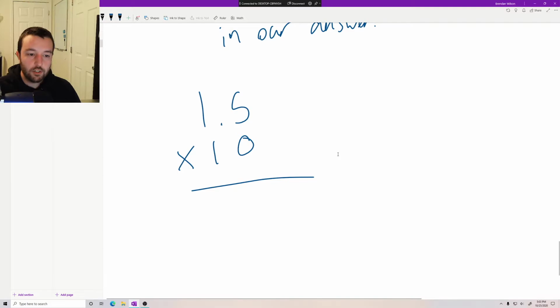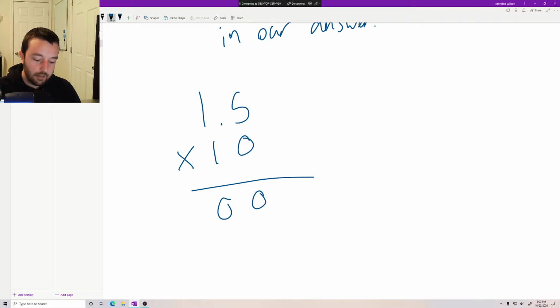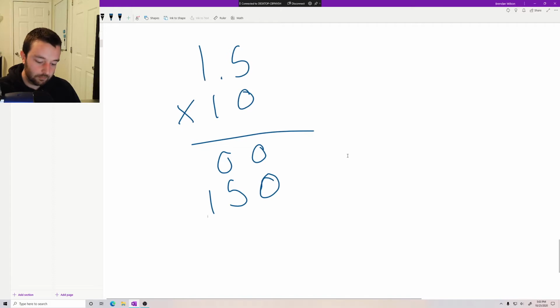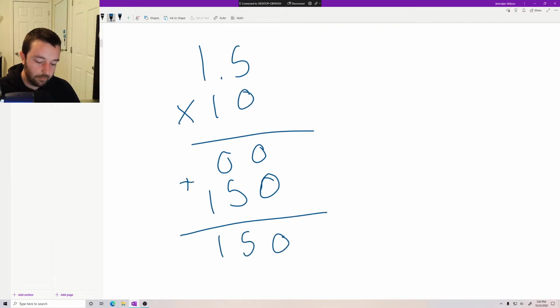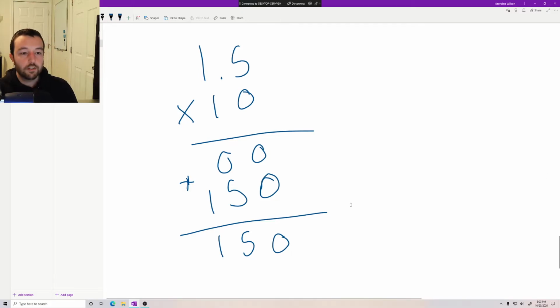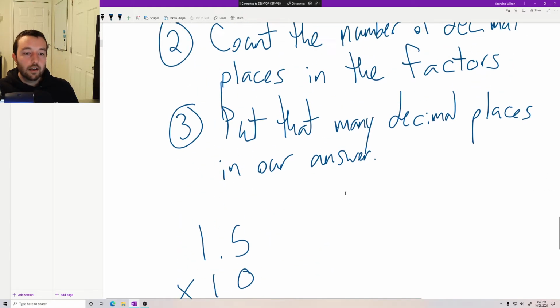So if I was just ignoring the decimal, this would be like doing 15 times 10. So we would do 0 times 5 is 0, 0 times 1 is 0. Now, when we go down to the next place, we need to put a 0 in here because we're going over to the tens place. Then we do 1 times 5 is 5, 1 times 1 is 1. Add them together, we get 150. Okay. So this is our answer, 150.